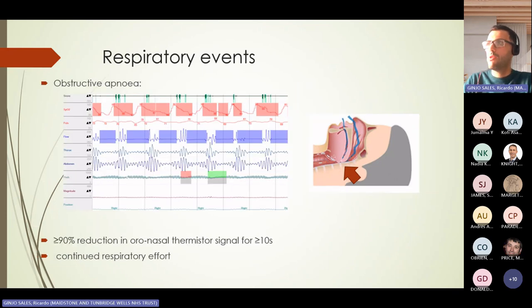The next one is obstructive apnea. You can see a significant reduction in airflow, more than 90%, and again, it must be over 10 seconds. You can see some movements on the thorax and abdomen. And you can see on the second picture, no flow in and out. So there is a complete blockage of the airways.